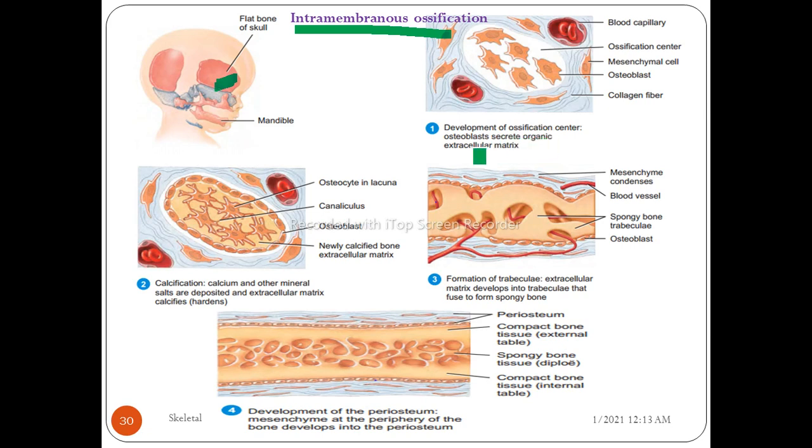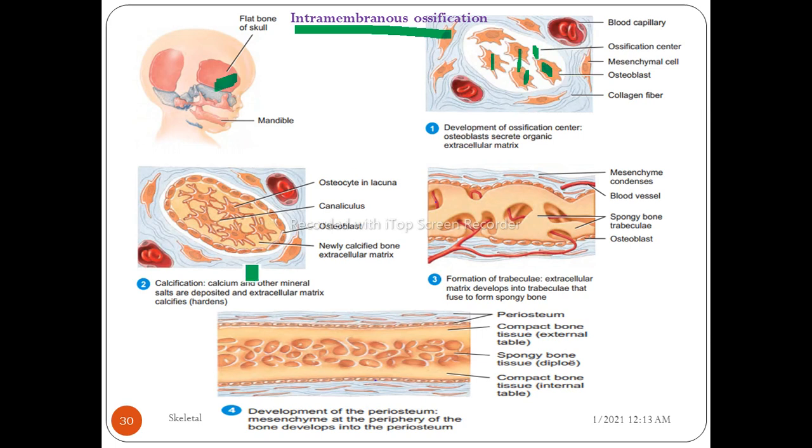Osteoblasts secrete osteogenic extracellular matrix. These cells are known as osteoblast cells, and they secrete this white thing known as extracellular matrix. This matrix is produced by these osteoblast cells. This is the outer collagen fiber, and these are the mesenchymal cells, connective tissue. This is the ossification center. And this is a blood capillary.